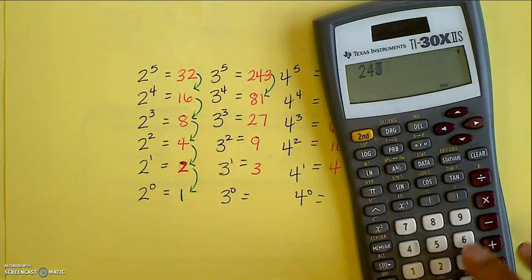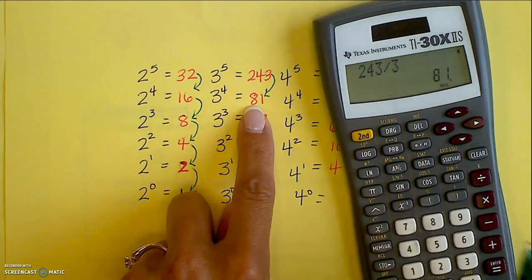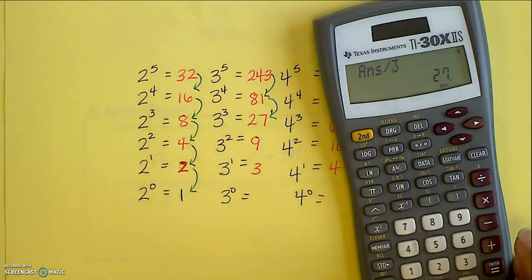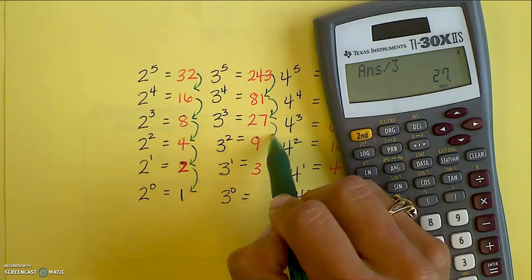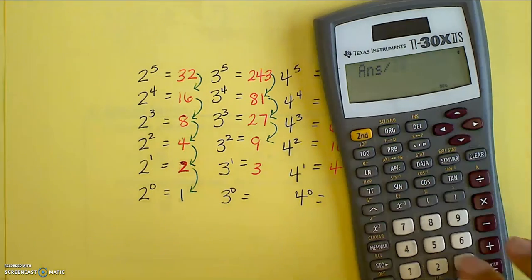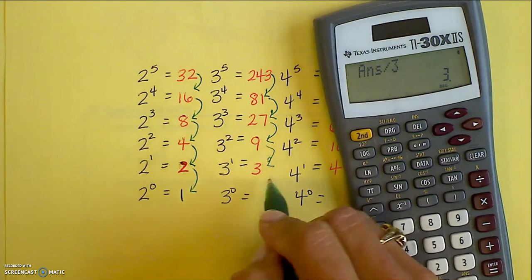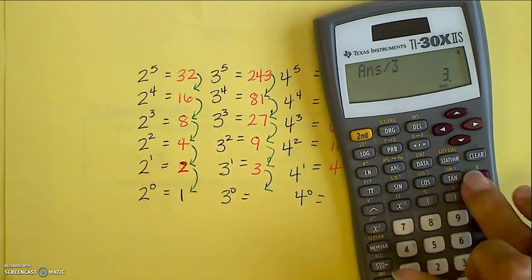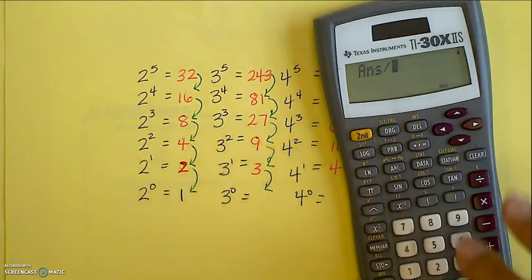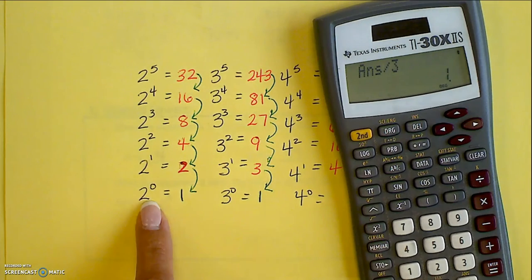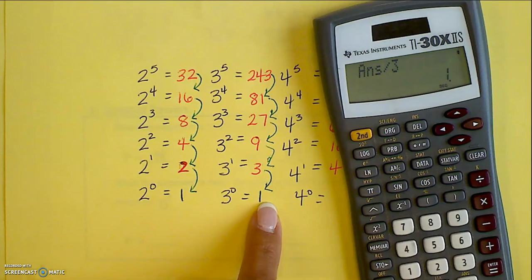So 243 divided by 3 is 81. 81 divided by 3 is 27. 27 divided by 3 is 9. 9 divided by 3 is 3. And 3 divided by 3 is 1. So you'll notice the pattern continues. Any number to the 0 power is 1.